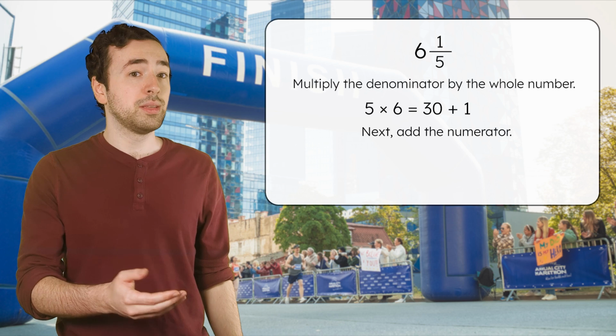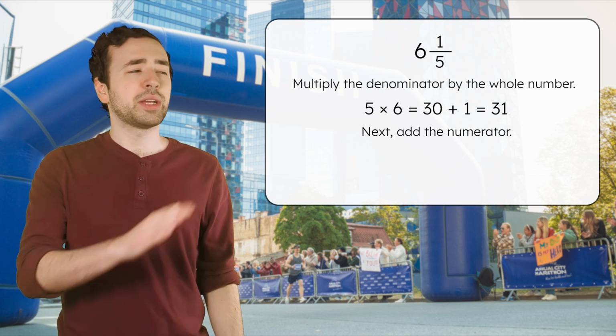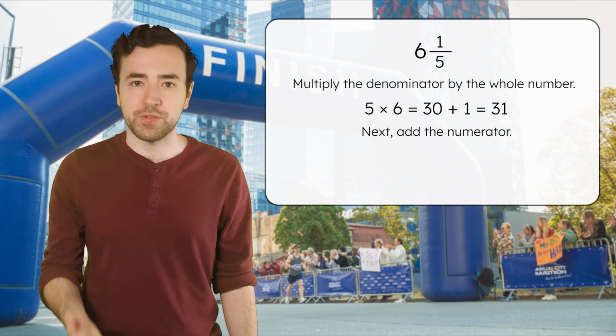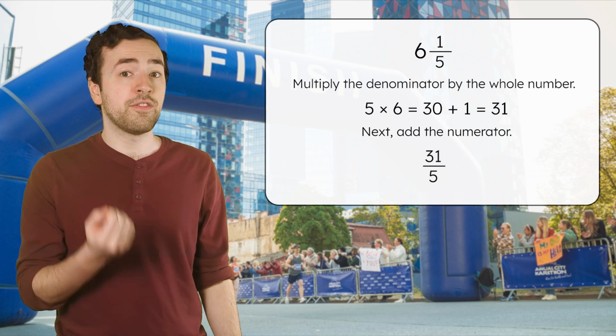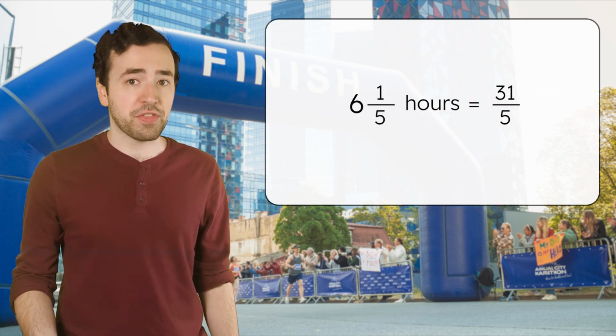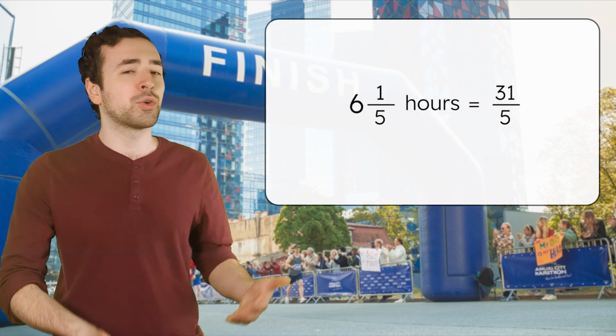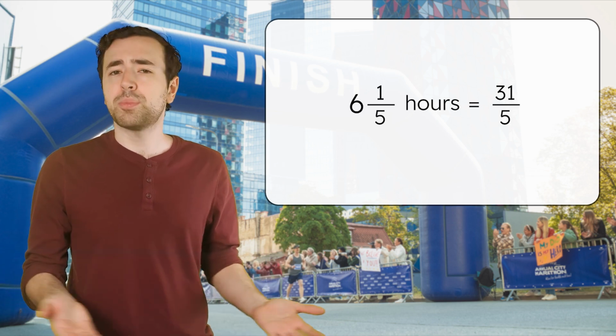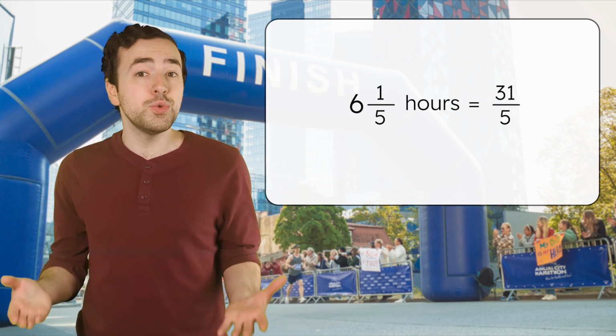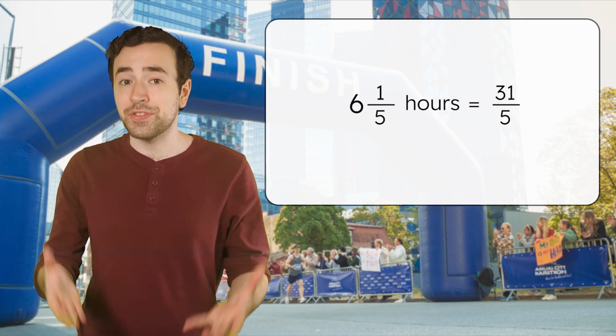30 plus 1 equals 31. The denominator stays the same, so the improper fraction is 31/5. 6 1/5 hours is the same as 31/5. Improper fractions and mixed numbers are just 2 different ways to represent the same value.